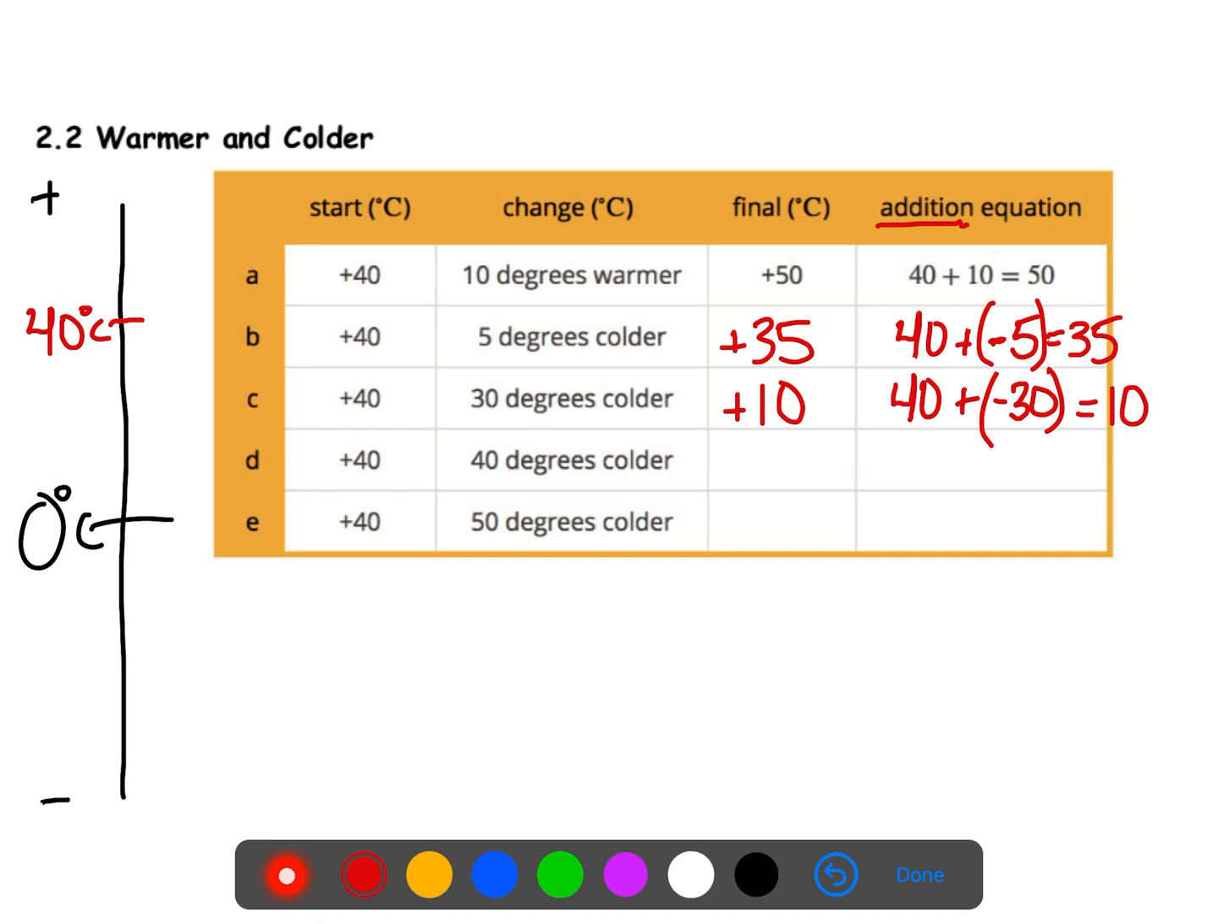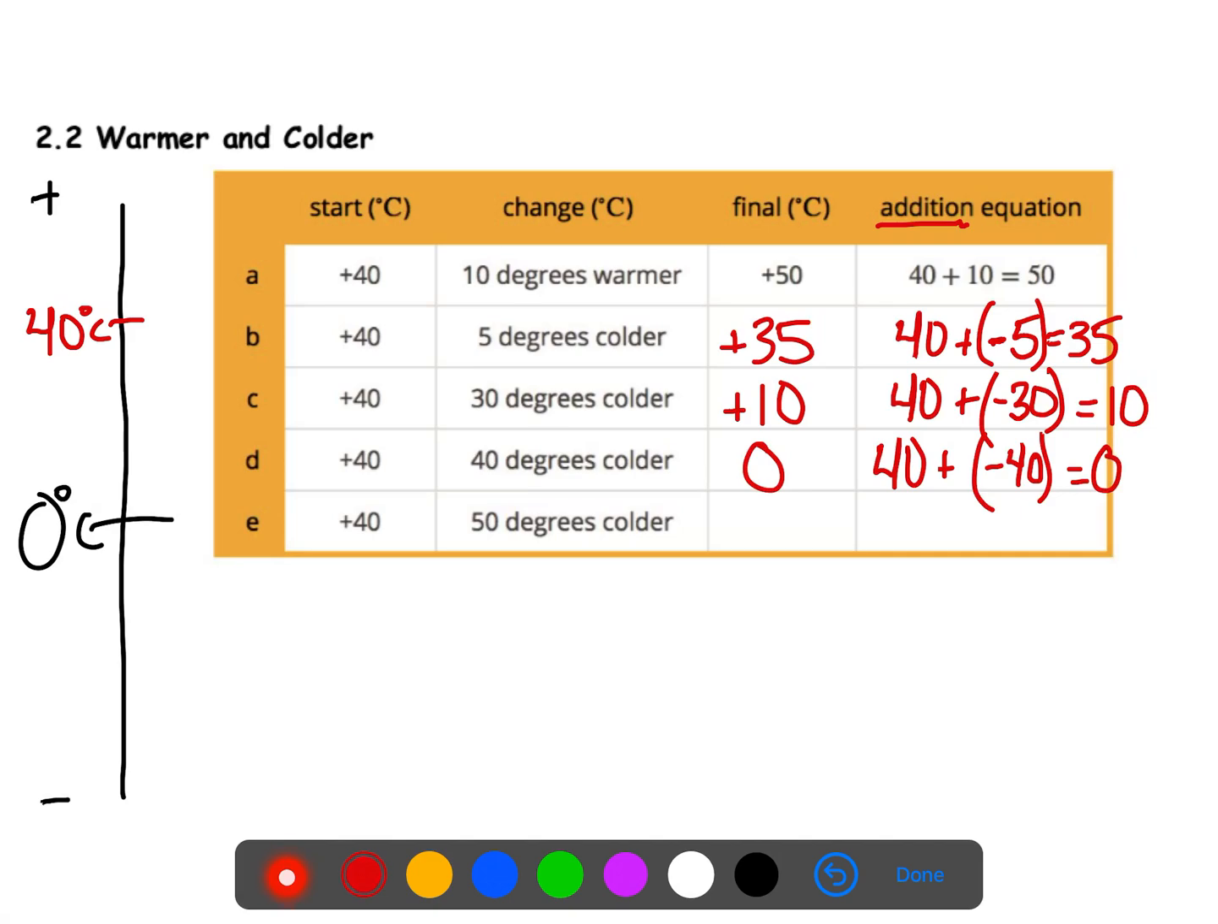All right. Now let's look at the next one. We're starting at 40. We get 40 degrees colder. So if we drop 40 degrees, we're going to be right at our 0 mark, right at our freezing point. So our final temperature is going to be 0. It's not positive or negative, it's right there in the middle. And to write the addition equation, it's 40 plus negative 40, again in parentheses, equals 0.